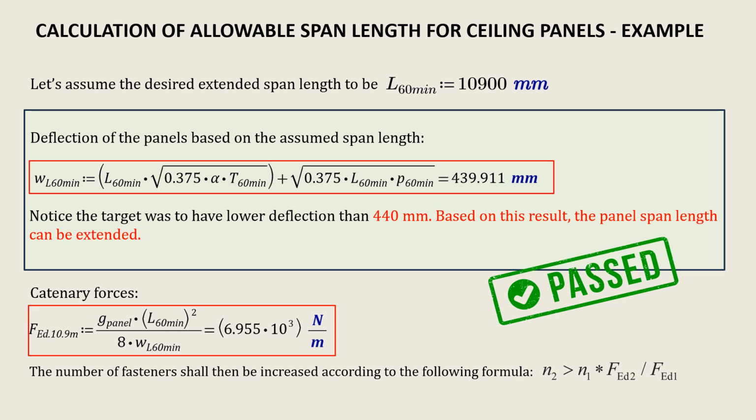The conclusion is that the allowed extended span length for the EI60 sandwich panel can be up to 10.9 meters using the test results from the EI90 minutes tests for similar sandwich panels from the same family. Lastly, the catenary forces will have to change to accommodate the increase of span length and weight of the panel.